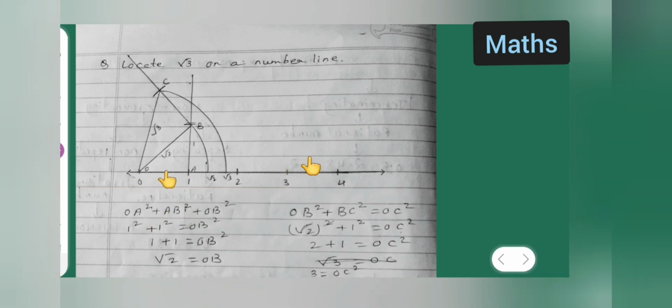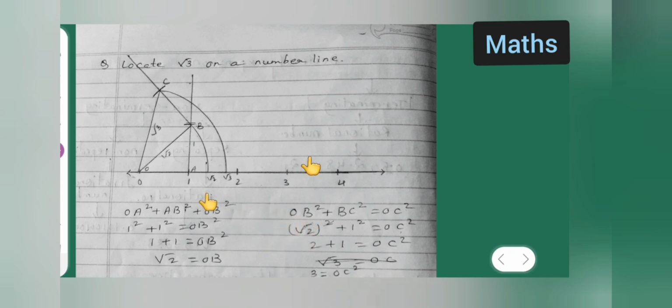OA square, I have already given you all this. OA square plus AB square is equal to OB square. What we got is OA and AB are 1 unit each. So 1 square plus 1 square is equal to OB square. 1 square is nothing but 1, so 1 plus 1 is equal to OB square, and root 2 is equal to OB. This I have already given you in the previous lecture. Now let us move towards this.